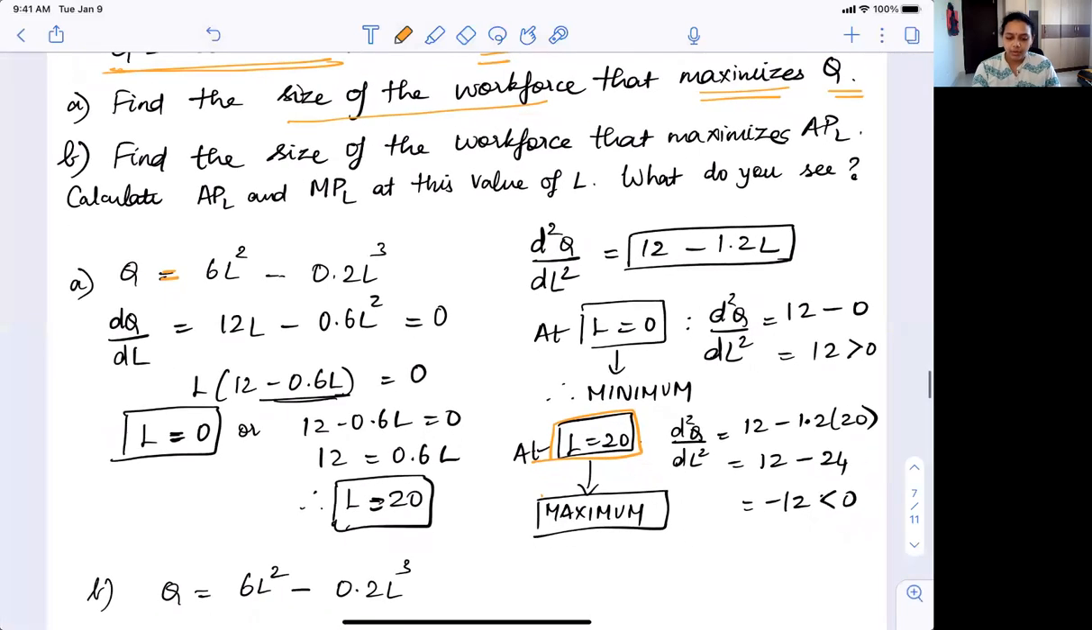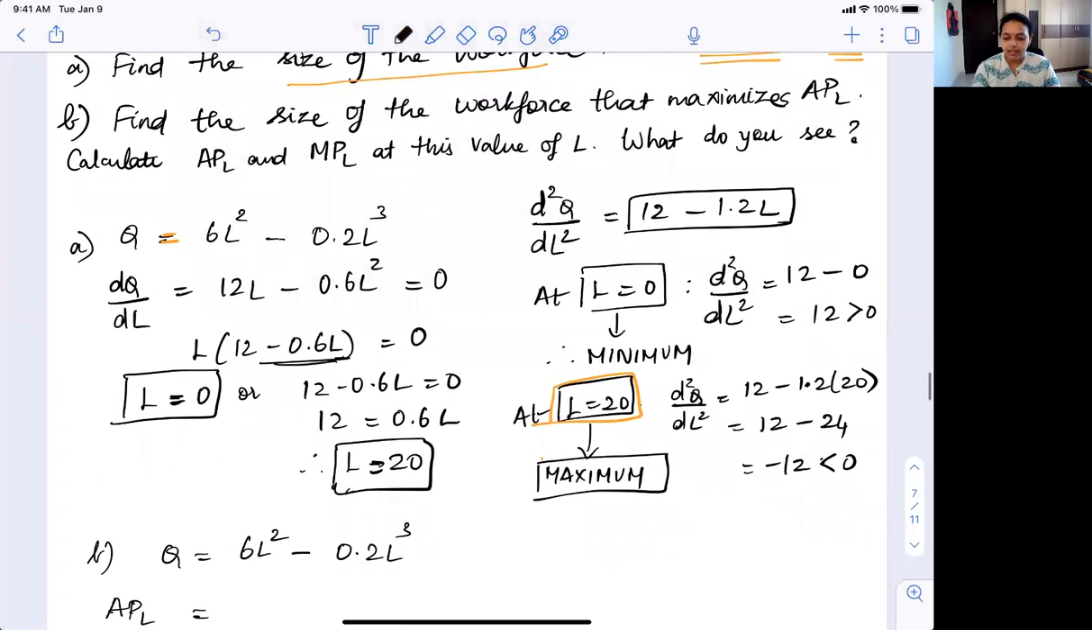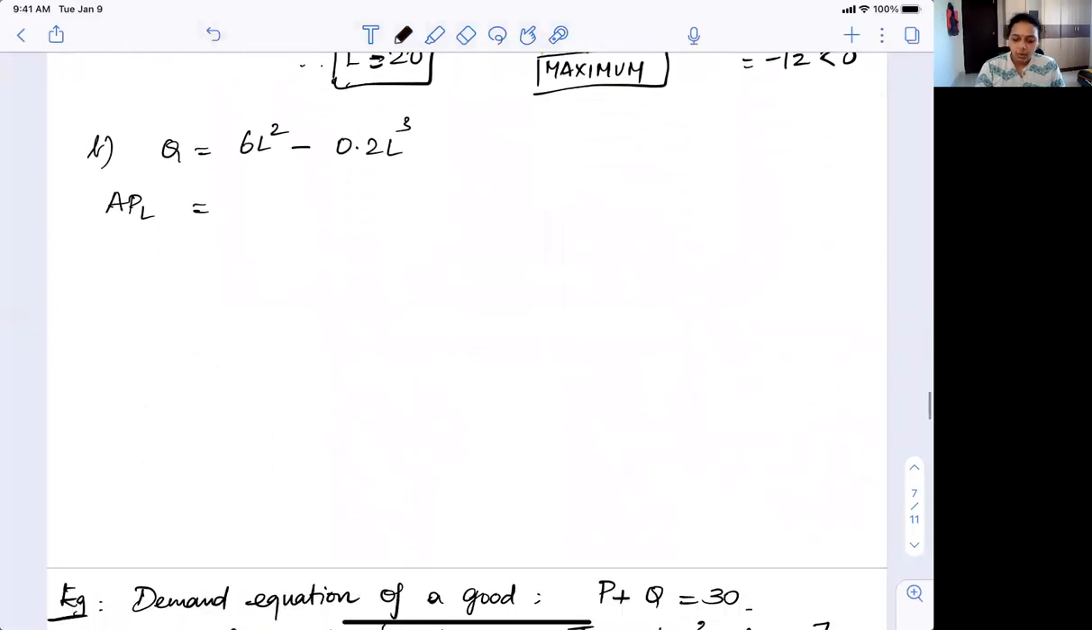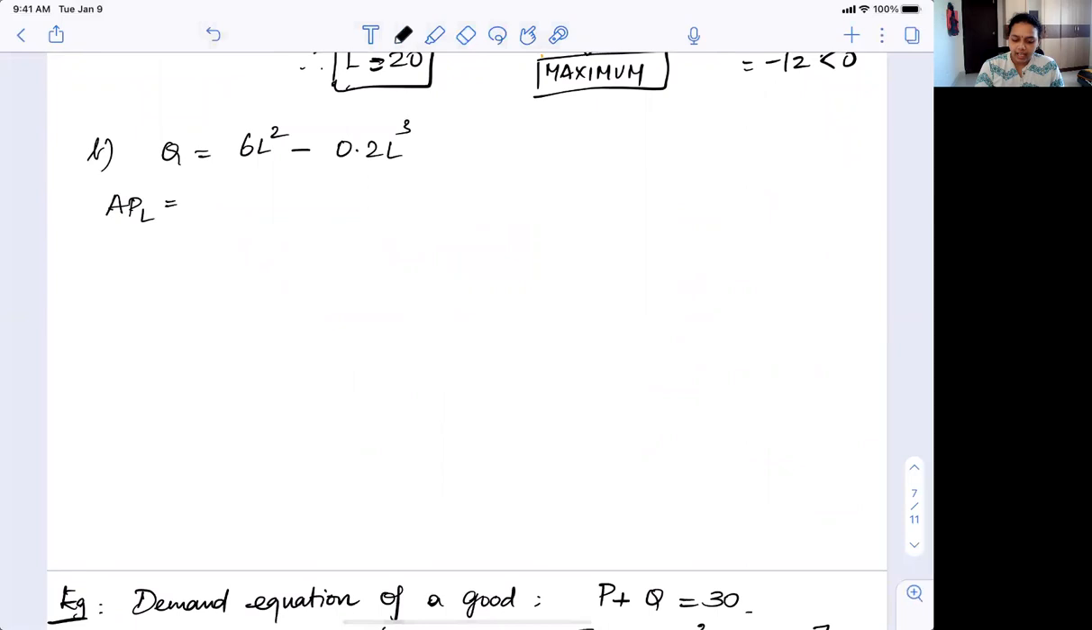So the second part of the question asks us to find the size of the workforce that maximizes APL. And then we are asked to find APL and MPL at this value, and what do we see? So let's take it one step at a time. Now, APL is actually the average product of labor.